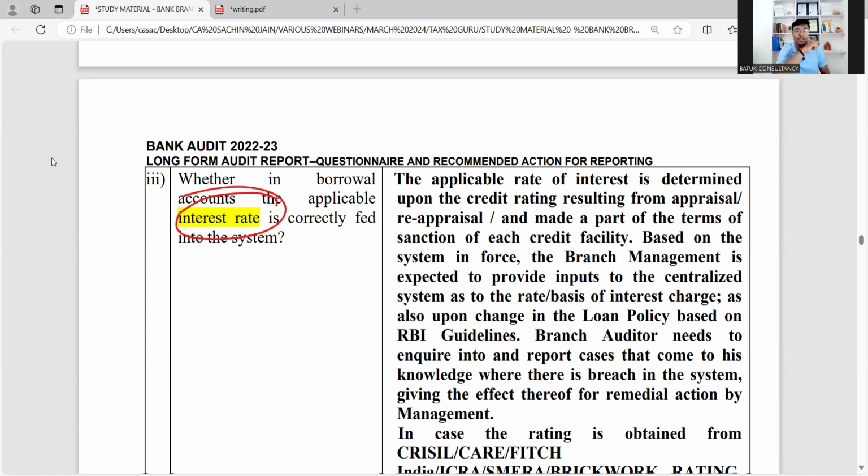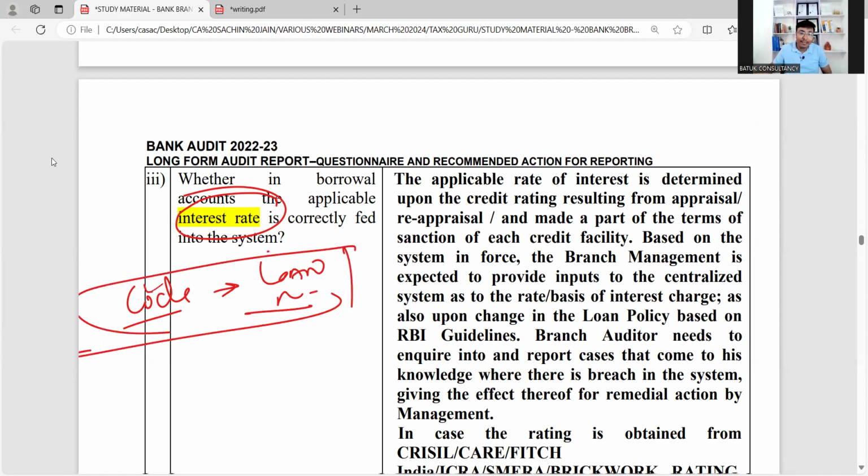So whenever we generate the demand, we generate the demand code and the loan nature, so that we can easily identify that the correct code is fed for the correct nature of loan, so that the report will be perfect and the calculation of interest will be perfect in the system.